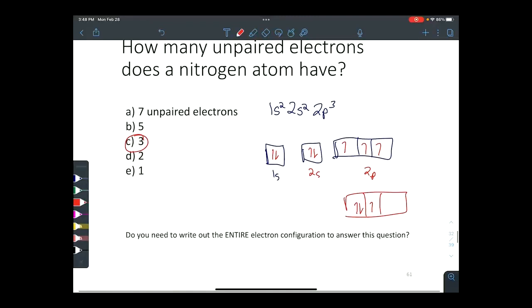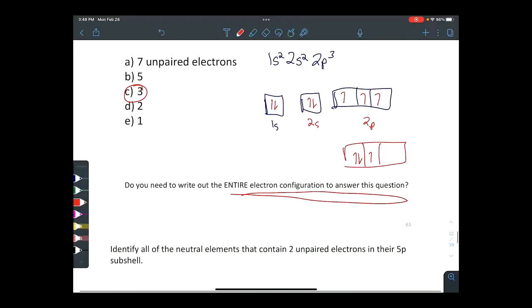So then my question is, do you have to draw the entire electron configuration to answer this question? No, you can also use the condensed electron configuration. So it's helium, 2s2, 2p3. All right, so any unpaired electrons are going to happen in not completely filled orbitals. So you can ignore your 1s orbital, because that's completely filled. That's in your inner core. It's completely filled, so it's not going to have any unpaired electrons.